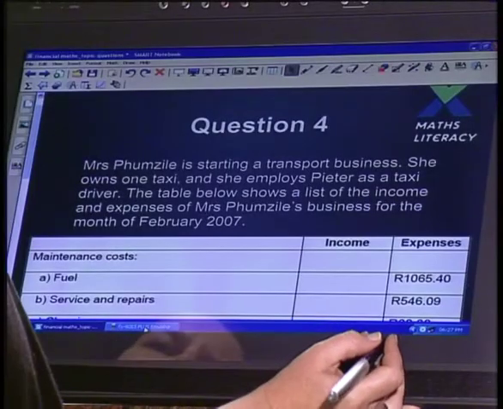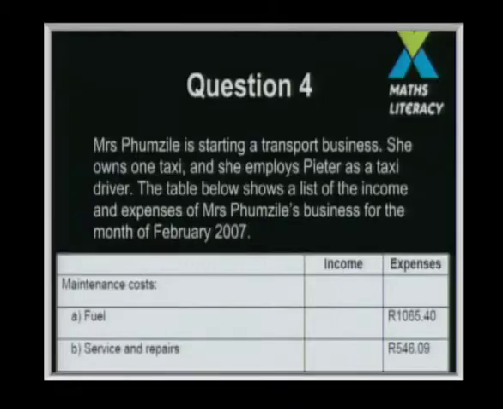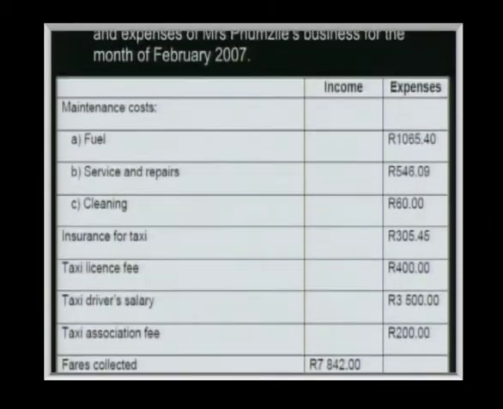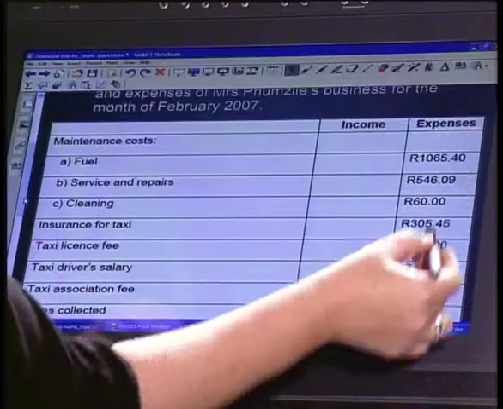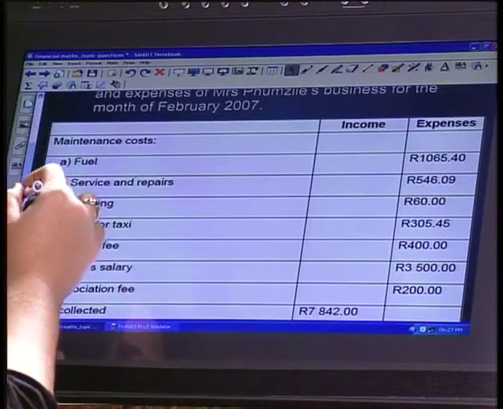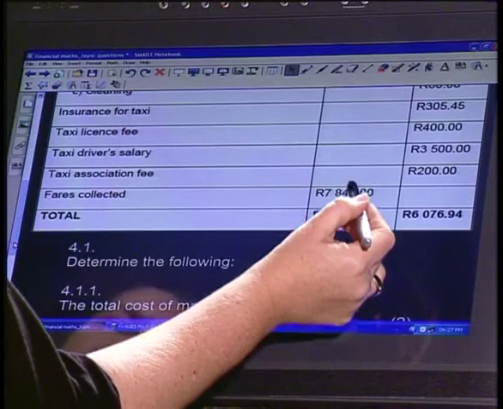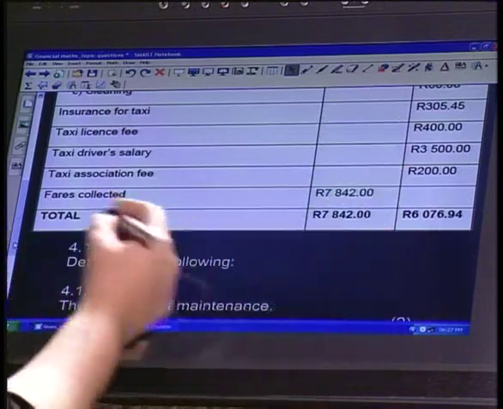Mrs. Pumazili is starting a transport business. She owns 1 taxi and she employs Peter as her taxi driver. The table below shows a list of the income and expenditures for her business for the month of February 2007. And there's all the information, her maintenance costs, all of these are expenses, and obviously then she actually has to have the fees collected, which is going to be her income.